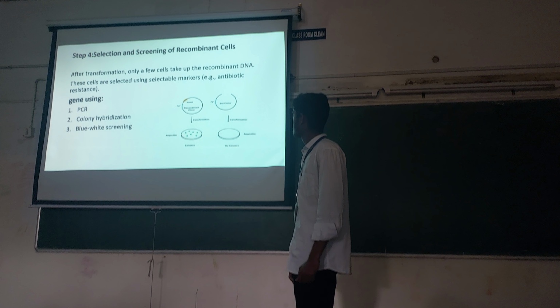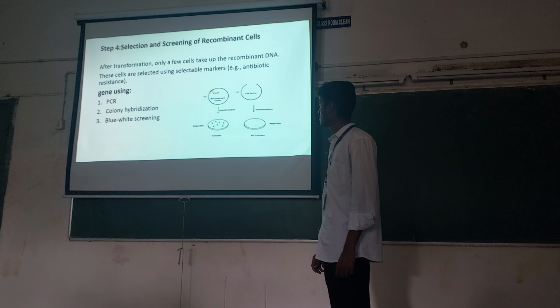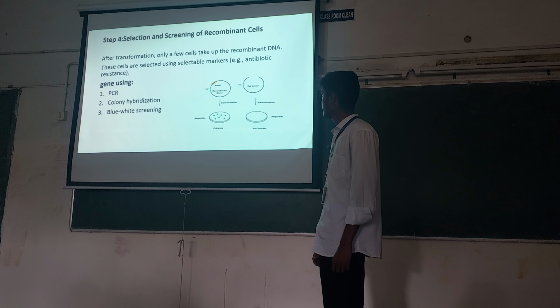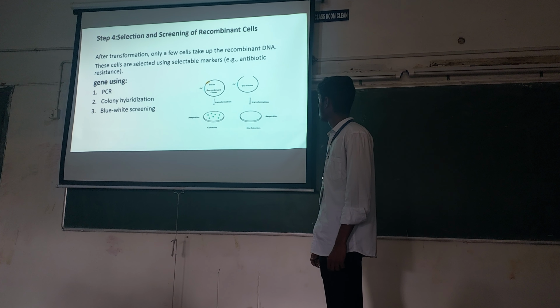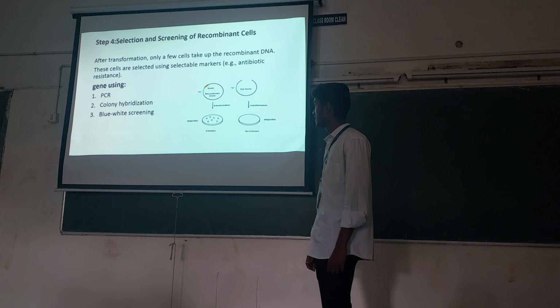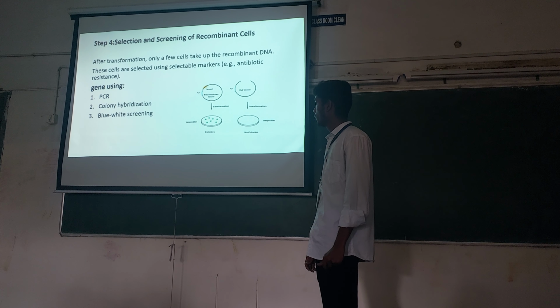Step 4. Selection and screening of recombinant cells. After transformation, only a few cells take up the recombinant DNA. These cells are selected using selectable markers, for example an antibiotic resistance gene, using PCR (polymerase chain reaction), followed by hybridization and blue-white screening.